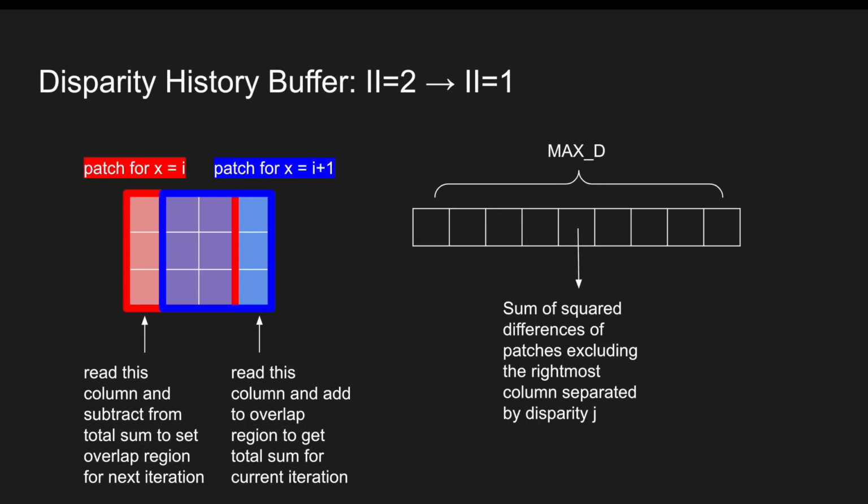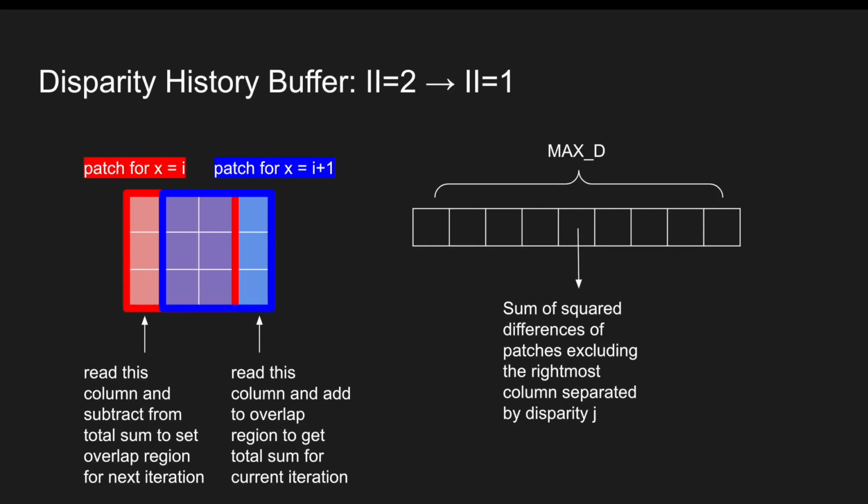The idea is that for each comparison in the row, there's a significant overlap between the results from the pixel and the pixel to its immediate right. Thus, we maintain an array of max D elements which stores the sum of square differences between patches with patch size rows and patch size minus 1 columns for each disparity value.